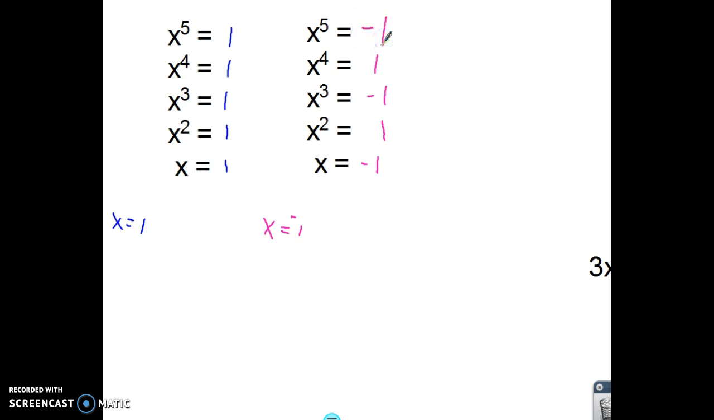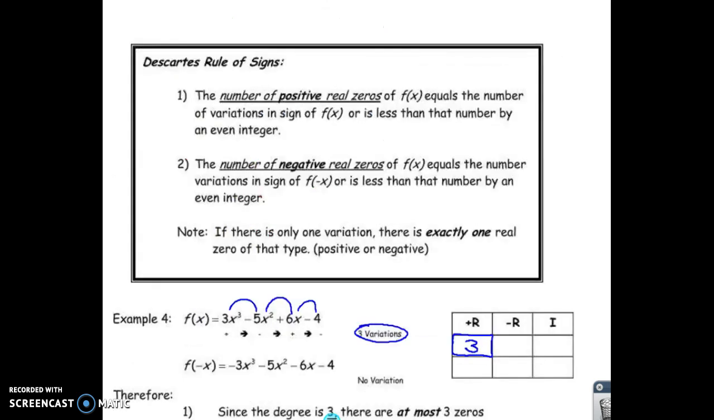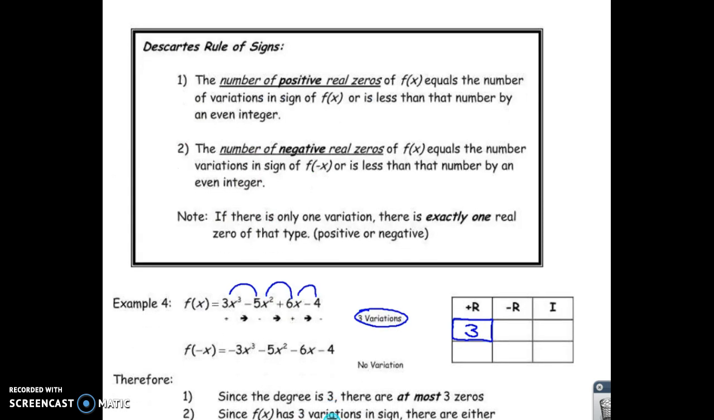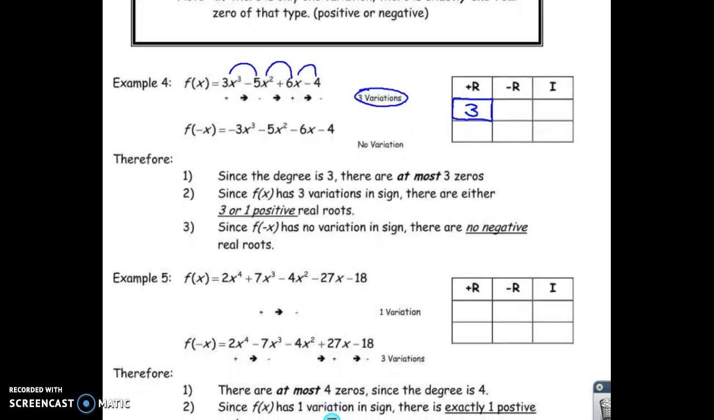So if I compare these two columns, notice that over here, just the odd ones changed. So I need you to remember that. From this column to that column, only the odd powers changed. Okay. So we go back to our paper. And now I want to look at this box right here.